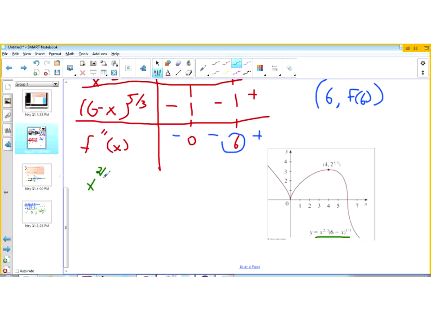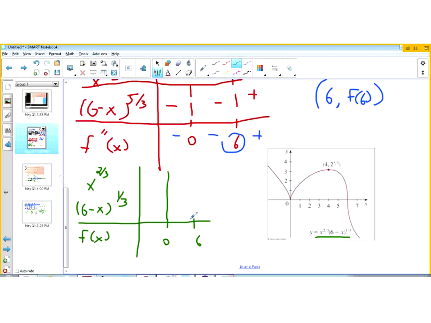So the factors are x to the 2/3 and (6 minus x) to the 1/3. And so the zeros occur at x equals 0, x equals 6. Since it's a polynomial, well, the domain is the entire x-axis. We're not taking square roots of negative numbers or anything like that. So this factor is always positive.